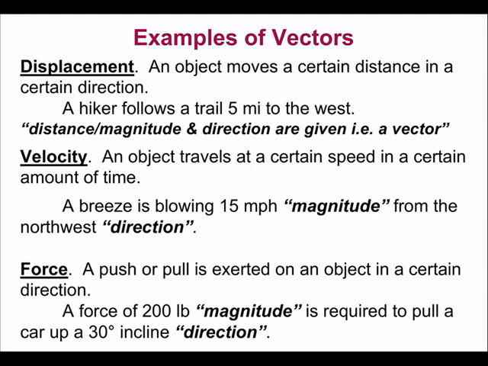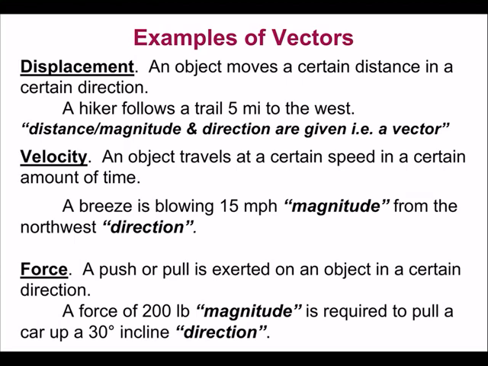We look at vectors with displacement. An object moves a certain distance in a certain direction. A hiker follows a trail 5 miles to the west. That example can be shown with a vector, right? We have the magnitude, the length that was traveled, 5 miles, and we have the direction, 5 miles to the west. So again, there are two quantities, the magnitude and the direction, that make up the vector.